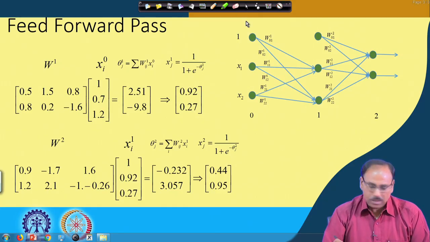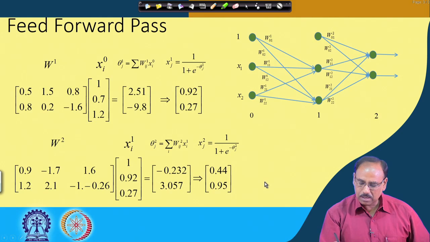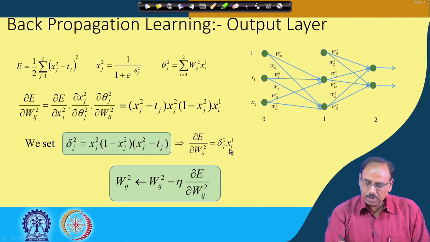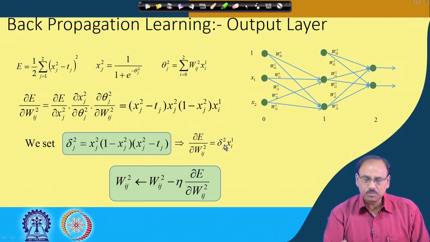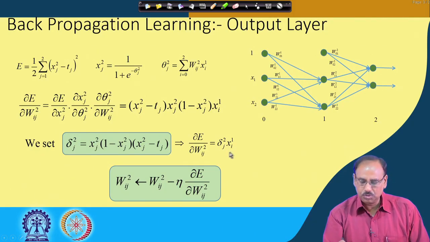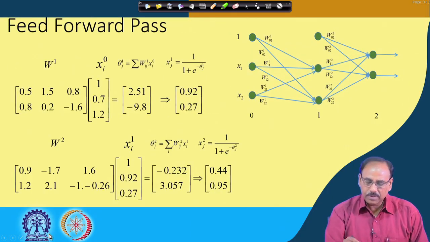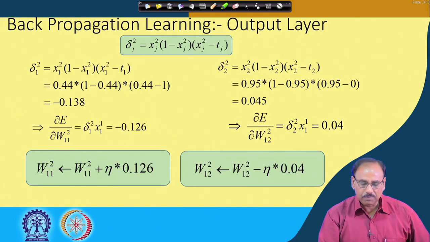Now, let us see how this backward learning algorithm works, as we have seen before. I need to compute these terms del j2, for j equal to 1 and 2. So, I have to compute del 1 2 x 1 1. For various combinations of j and i, I have to compute this derivative of E with respect to the connection weights. For this, I need the values that we have computed in the forward pass. So, let us see how it is done.